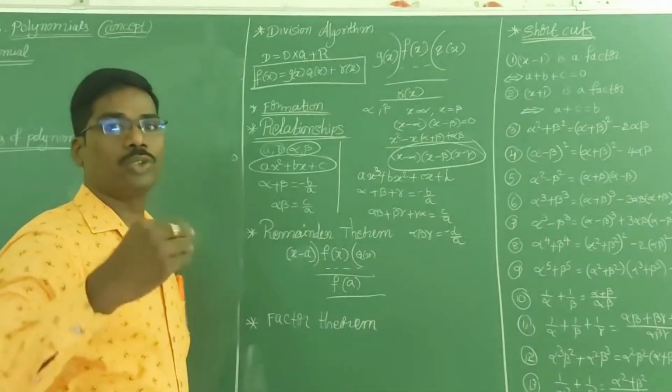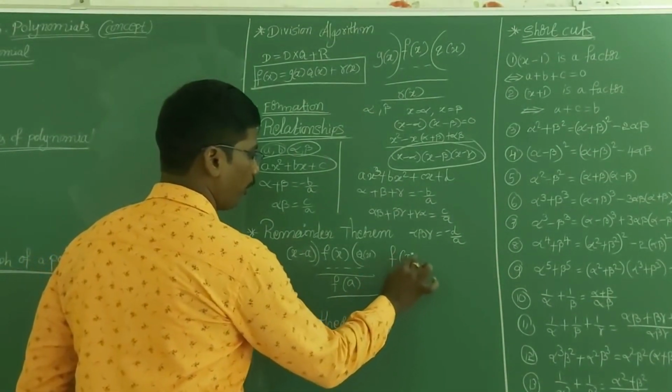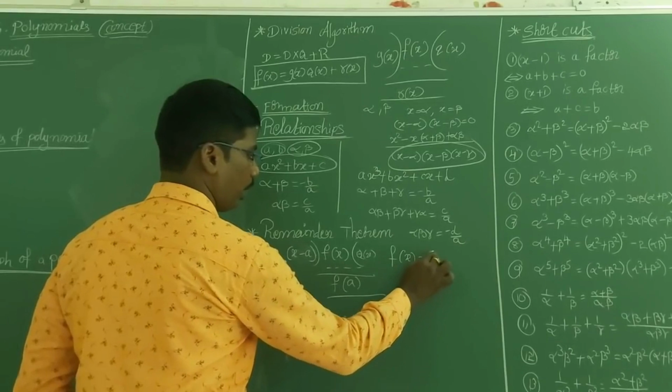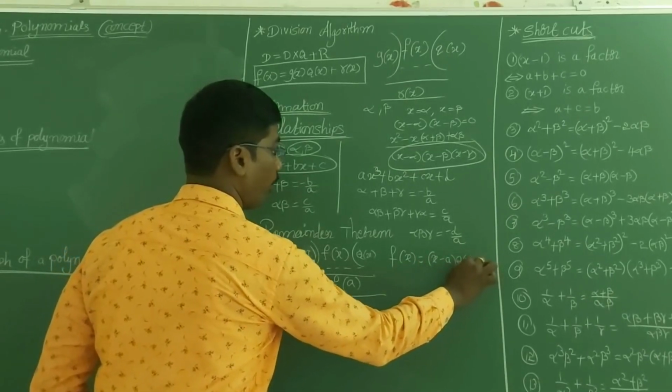Dividend is equal to divisor into quotient plus remainder. So the dividend is here f of x. F of x is equal to x minus a into q of x plus f of a.